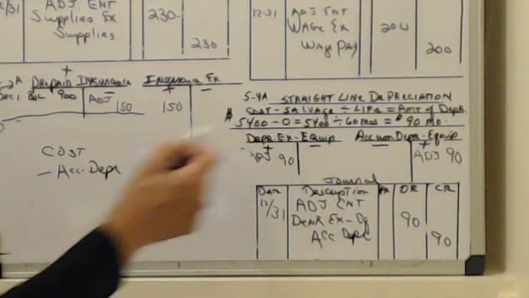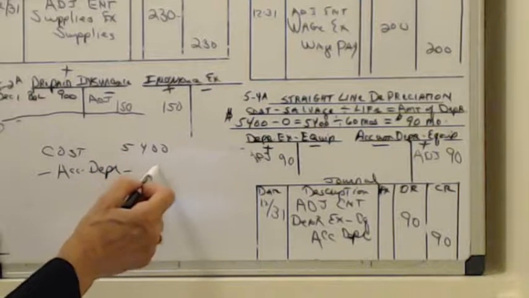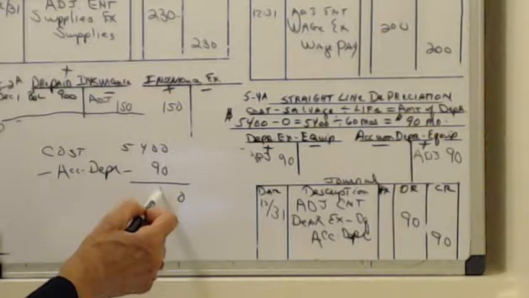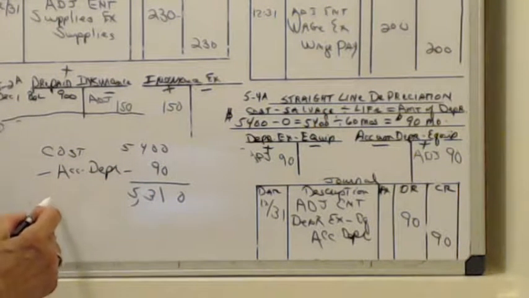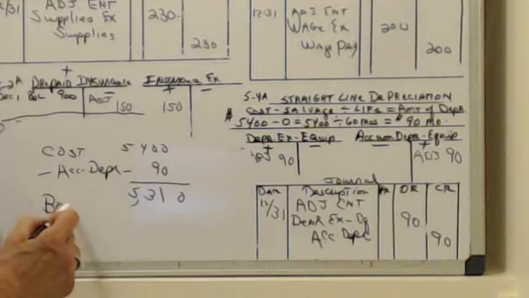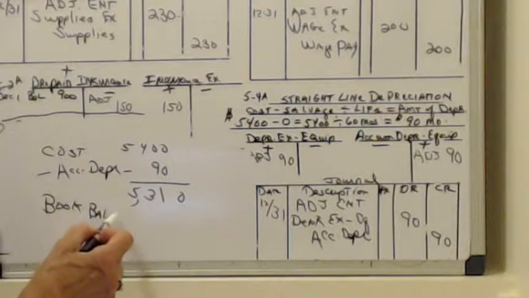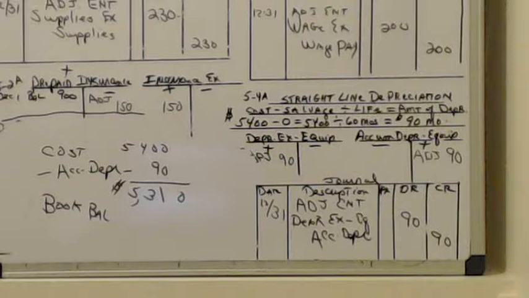So if the cost is $5,400 and it depreciated $90 for 1 month, now the book value of that piece of equipment is going to be $5,310. That is the amount that's going to be shown as the value of your asset on December the 31st, not $5,400.